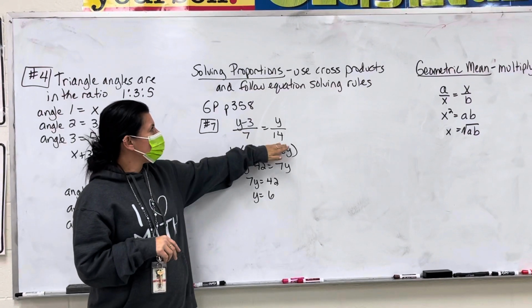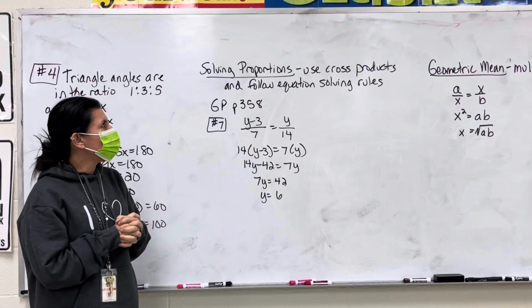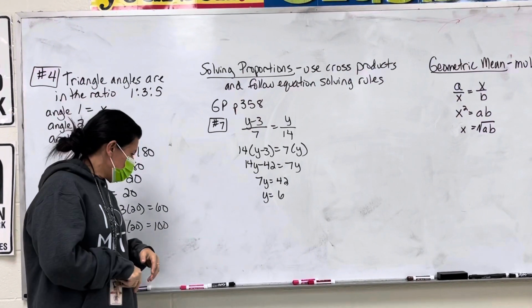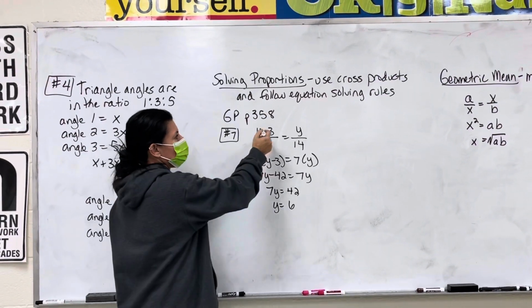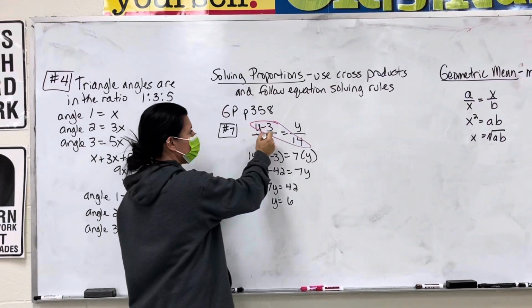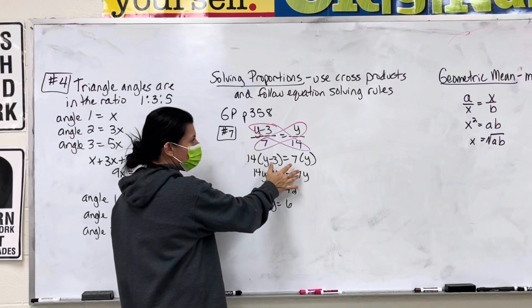You can see this for an example, and this is on Guided Practice, page 358. So when you solve proportions, you use cross products and your basic equation solving skills. So what I mean by cross products, this is my given proportion. Cross products means these two will be multiplied together and these two will be multiplied together. So you can see how I set up my equation.